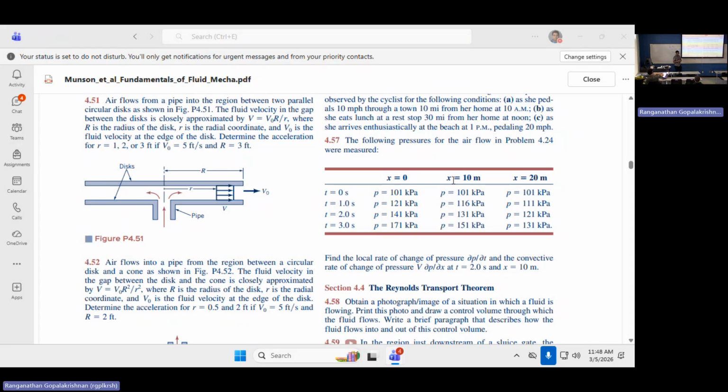Yeah. Okay. So the answer for partial P over partial T is going to be 131 minus 116 divided by 2 seconds minus 1 second, or about 15 kilopascals per second. You're with me? Yeah, okay.